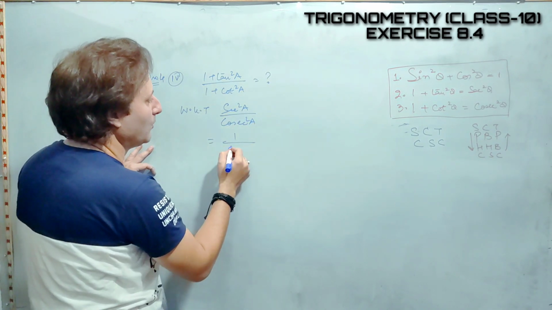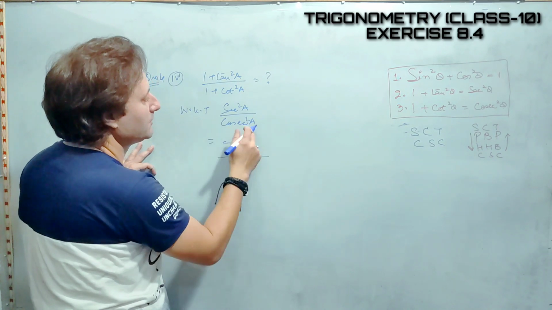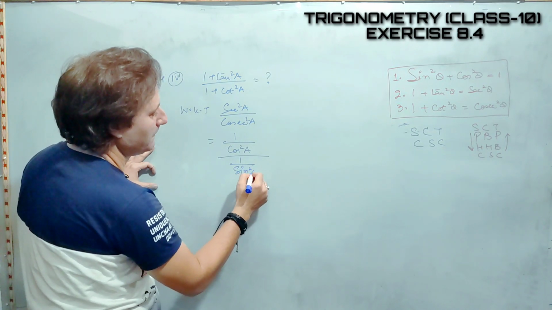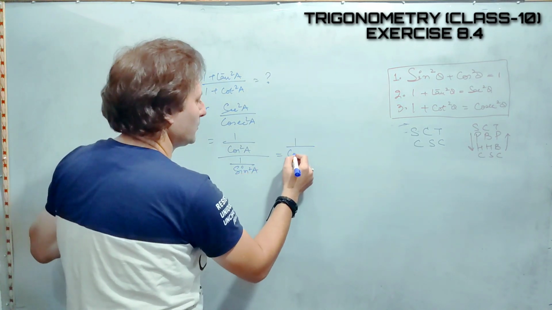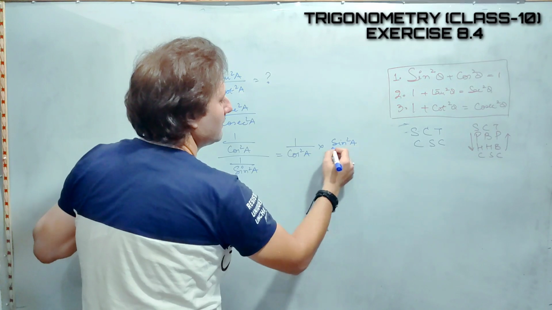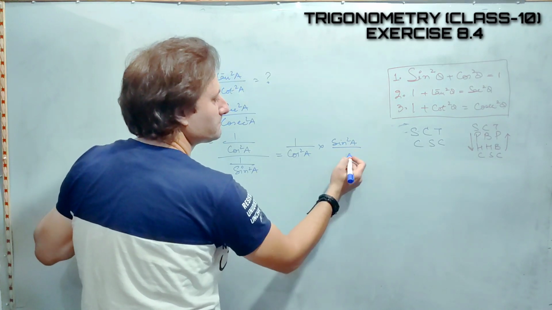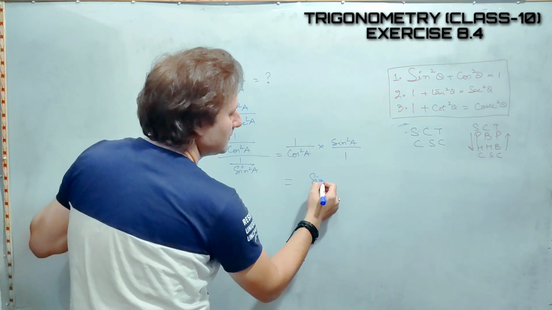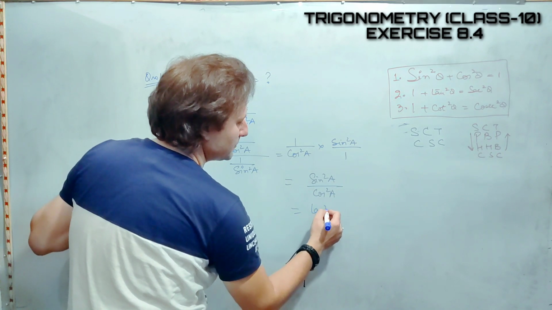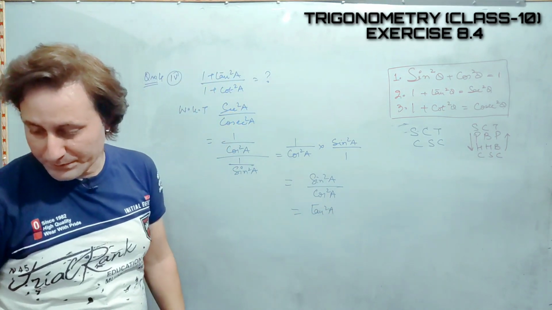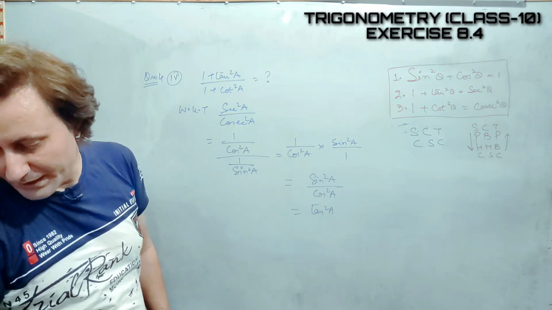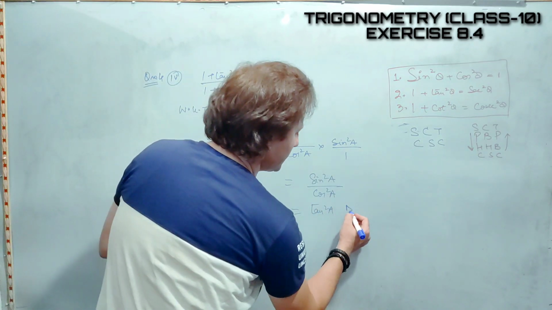This becomes 1 upon cos square A. This becomes 1 upon sine square A. So what do we have? We have 1 upon cos square A into reciprocating, sine square A upon 1. This becomes sine square A upon cos square A, which is tan square A. Do we have this in the options? So we have sec square A, minus 1, cot square A, and tan square A. Yes, the D part is the answer.